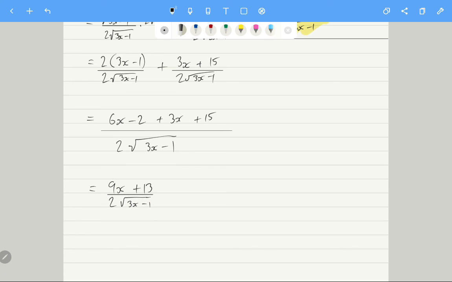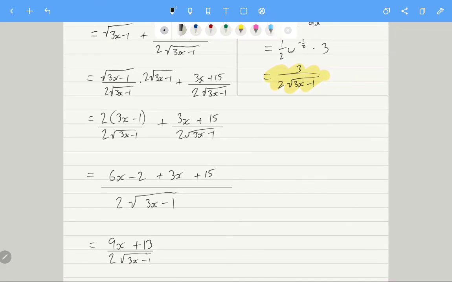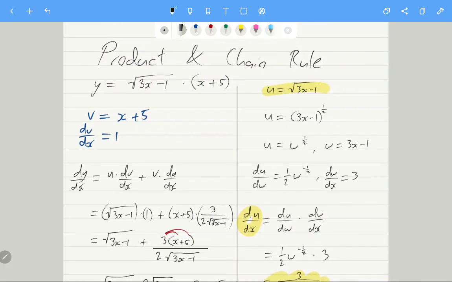Alrighty, so that is an example of a more complicated product rule question, where you're going to need to use some chain rule.